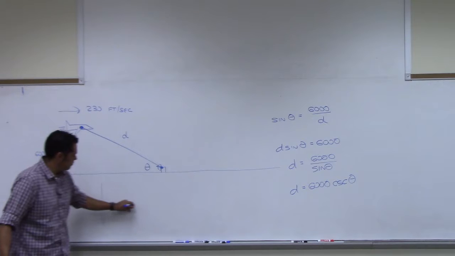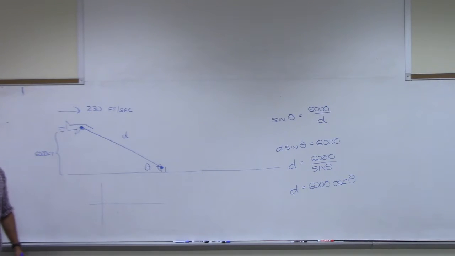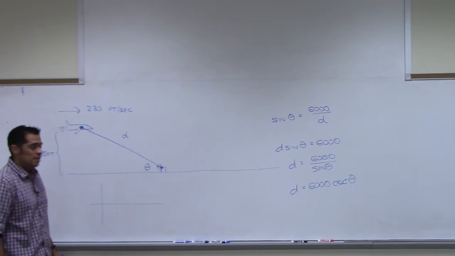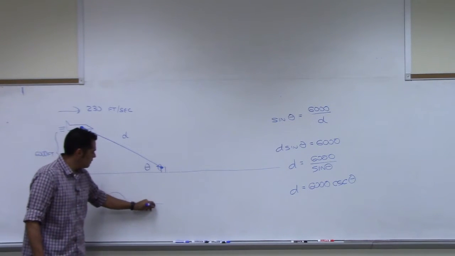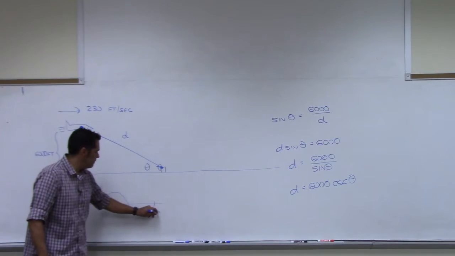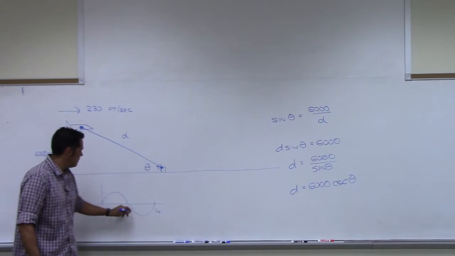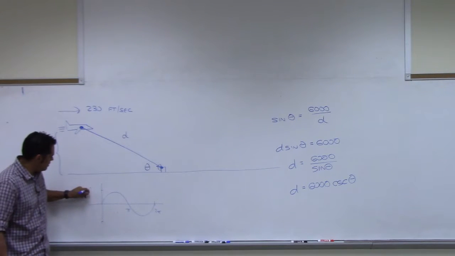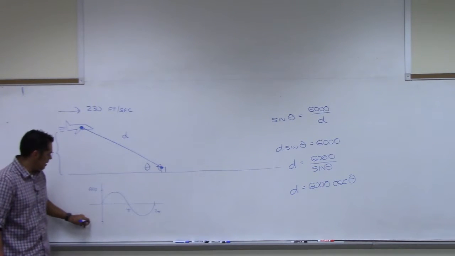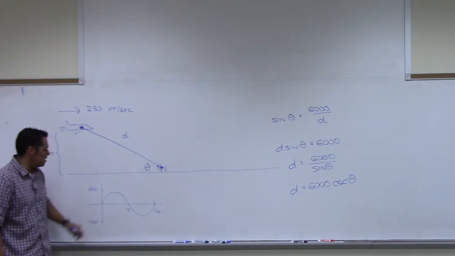What would you graph first? 6,000 sine theta. Now 6,000 sine theta would look like this. Here's 2 pi. Here's pi. And then how high would it be? 6,000. And then negative 6,000 here, right? That's the graph of sine. That's not what we want.